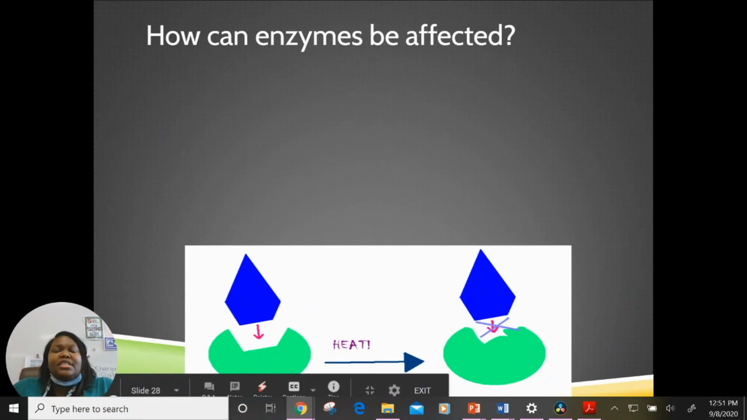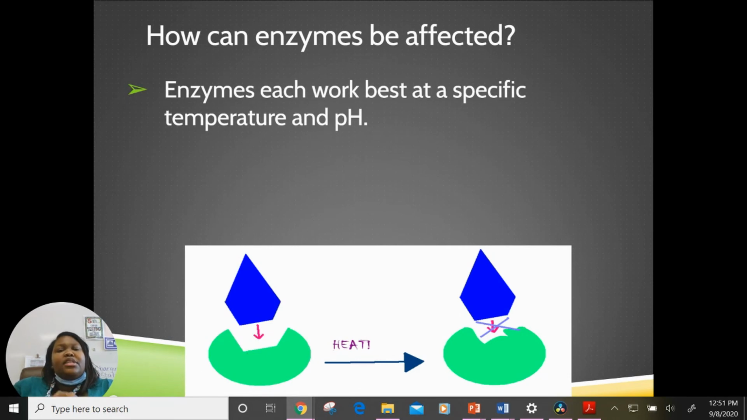Okay, how can enzymes be affected by pH or heat? Enzymes are going to work best at a certain pH and a certain temperature, and that's going to be determined by what type of enzyme they are. For example, if it's an enzyme that works in your stomach, it's going to work at a very acidic pH, so a very low pH. And the temperature is going to be around the temperature of the human body. That's going to be its ideal situation.